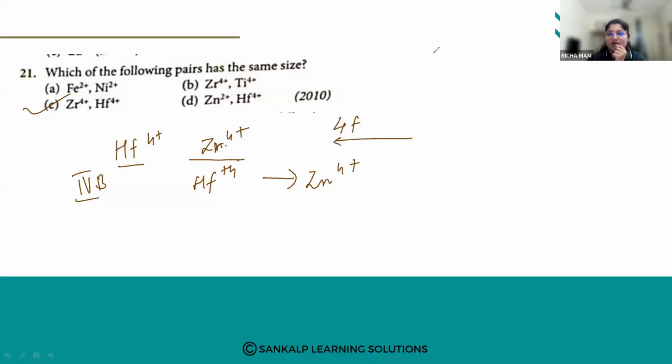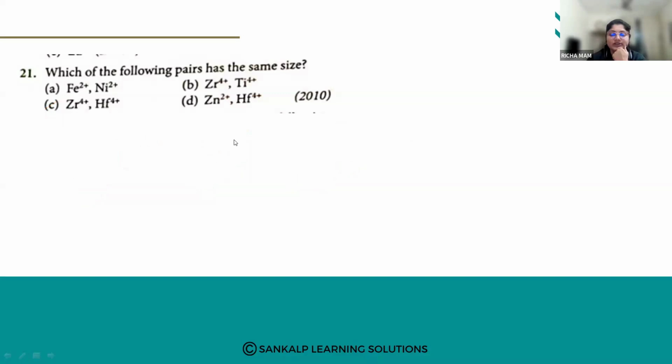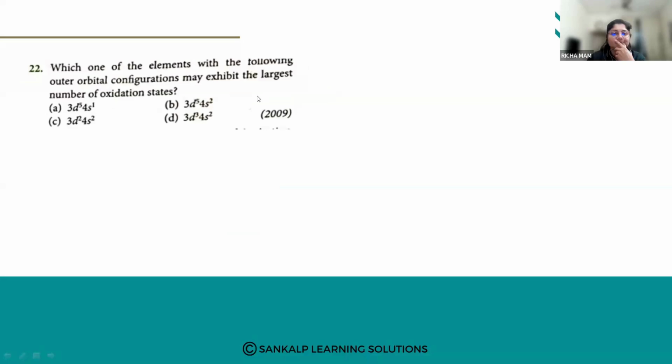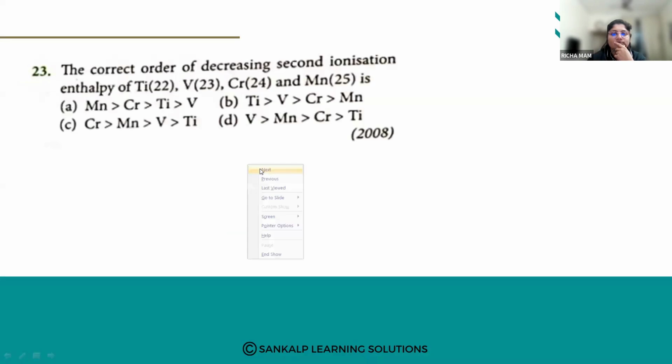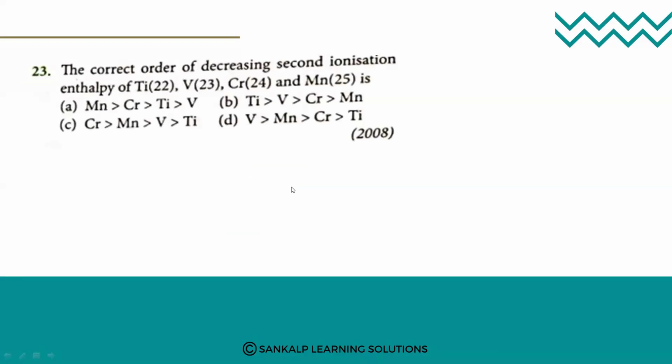So remember this, very important. In theory also the question is asked: why are hafnium and zirconium having almost the same size? If you have studied this, recall it. It is asked as an assertion-reason type question. Yes, it is due to lanthanide contraction, that only, the intervening of 4f orbitals.